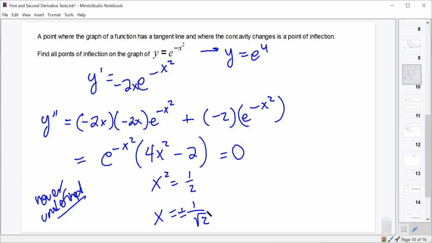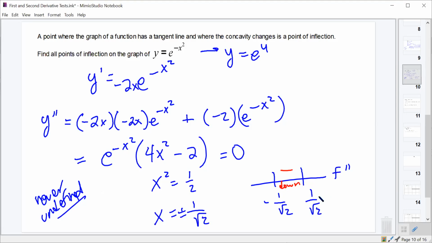Yep. Okay. So then we'll make a sign chart using our second derivative, because we have to make sure that there's actually a sign change. And if there's not a sign change, then there's no point of inflection. So we got to check for the sign change. Something between negative 1 over root 2 and 1 over root 2 should be 0. Plug in 0. And e to any power is always going to be a positive number, right? So this thing here is always positive. And if I plug in the 0 here, I get a negative. And so it's concave down.